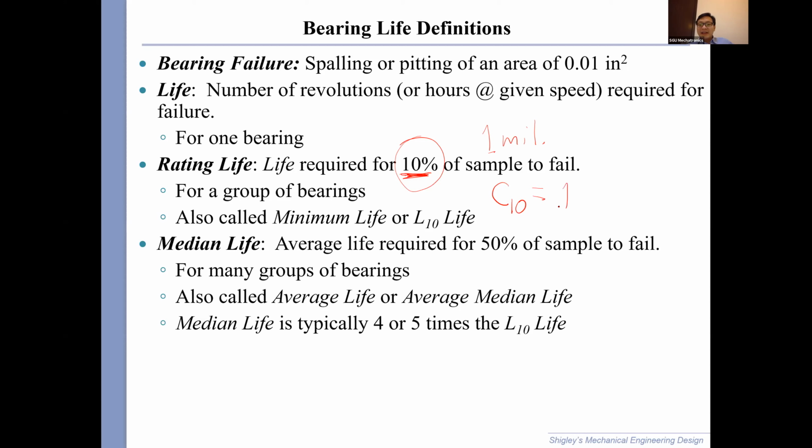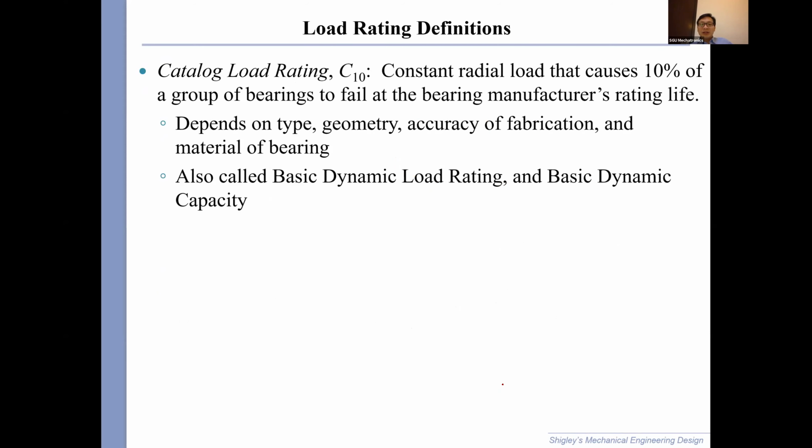So let's say C10 is 1 kilonewton. That means if I give a bearing a loading of 1 kilonewton, this bearing with a C10 of 1 kilonewton will survive 1 million cycles with 90% probability, confidence. So that's what C10 is, a very important number because we will keep doing this. This is my slide: catalog load rating, also called basic dynamic load rating.